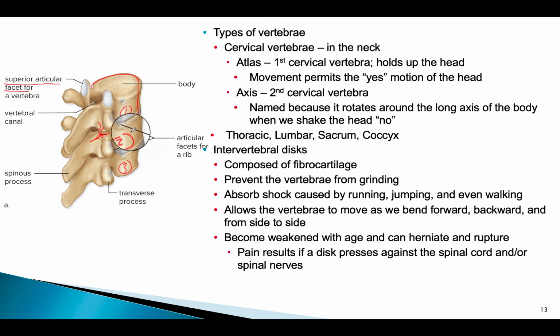And then there's another facet here, this one right over here, and this one right here, and you guys get the idea. This is where the ribs actually attach. So these are articular facets for a rib. Since we know that this is articulating with a rib, we know now that these vertebrae come from the thoracic region. That is the thoracic vertebrae, because only the thoracic vertebrae contain articular facets for a rib. That's unique to them.